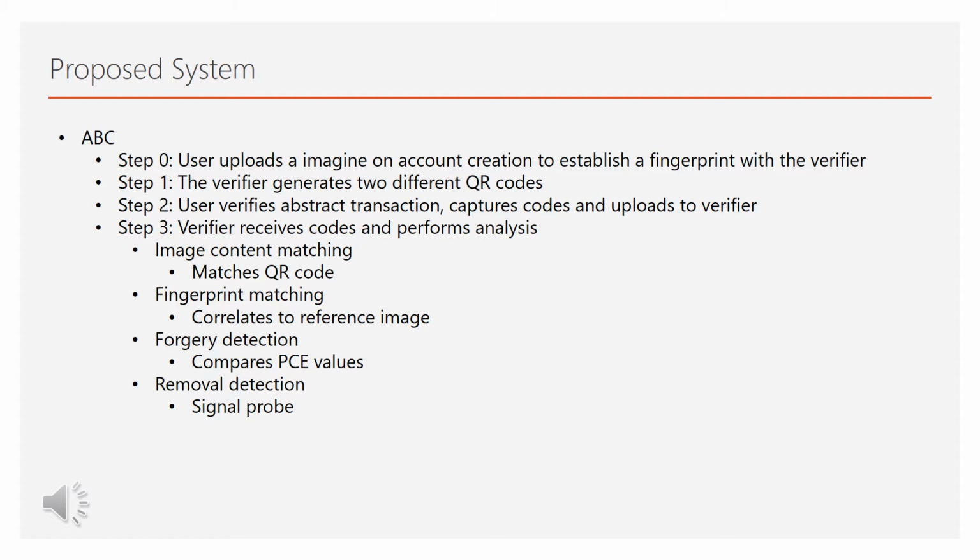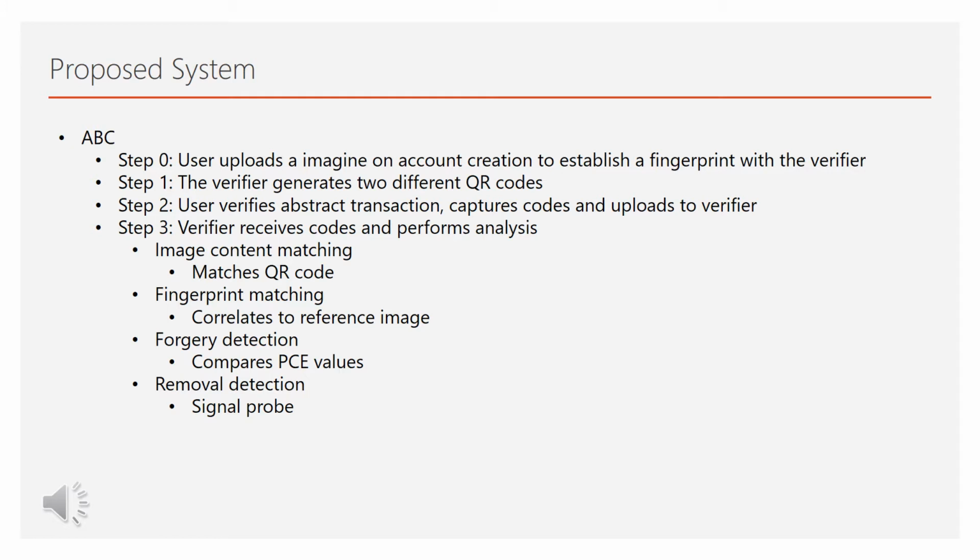Step 3. The verifier receives the codes and performs analysis. The analysis consists of image content matching, making sure both of the QR codes are the same codes that they presented. Fingerprint matching, they want to correlate the fingerprints from the pictures and the camera.